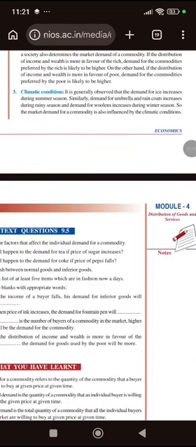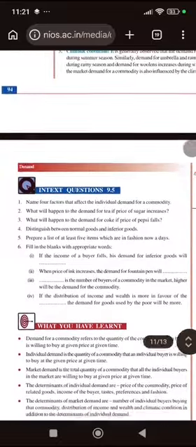Climatic condition. It is generally observed that the demand for rice increases during summer season. Similarly, demand for umbrella and raincoats increases during rainy season, and demand for woolen increases during winter season. So the market demand for a commodity is also influenced by the climatic conditions.